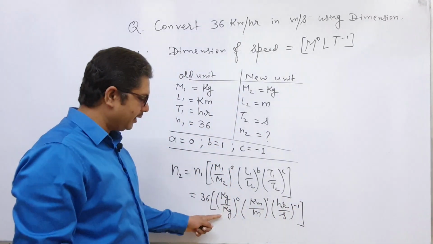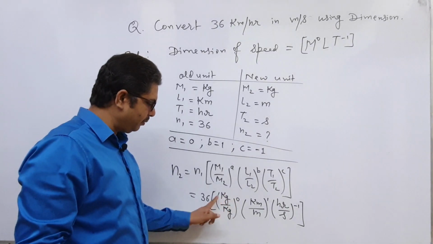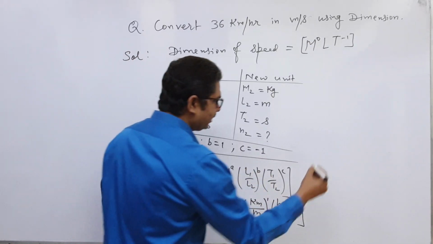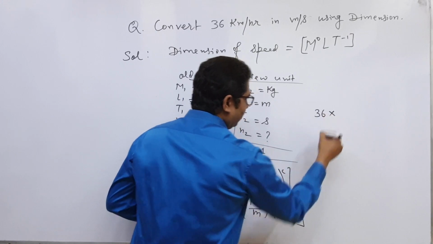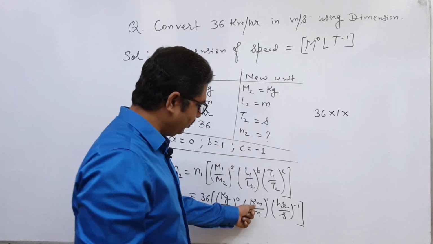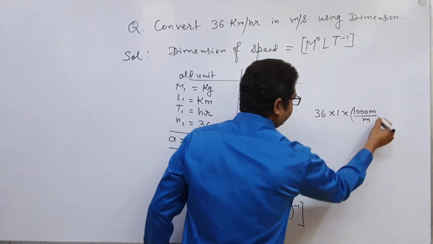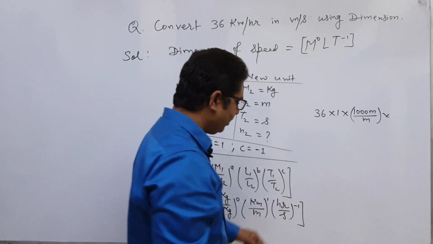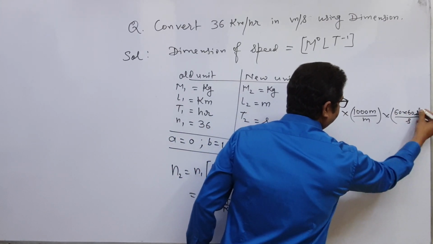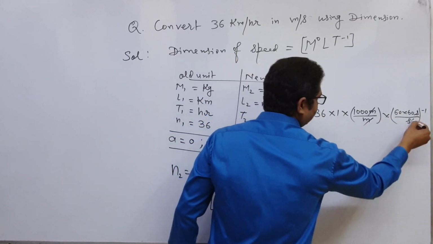Here kg by kg divide, it will be 1, and anything power 0 is again 1. So this complete term gives you the value 1. So you can write 36 into 1 into here kilometer, that is 1000 meter upon meter. Here you have hour, this means that 60 into 60 second upon second power minus 1. This is N2. So cancel this meter, cancel this second.